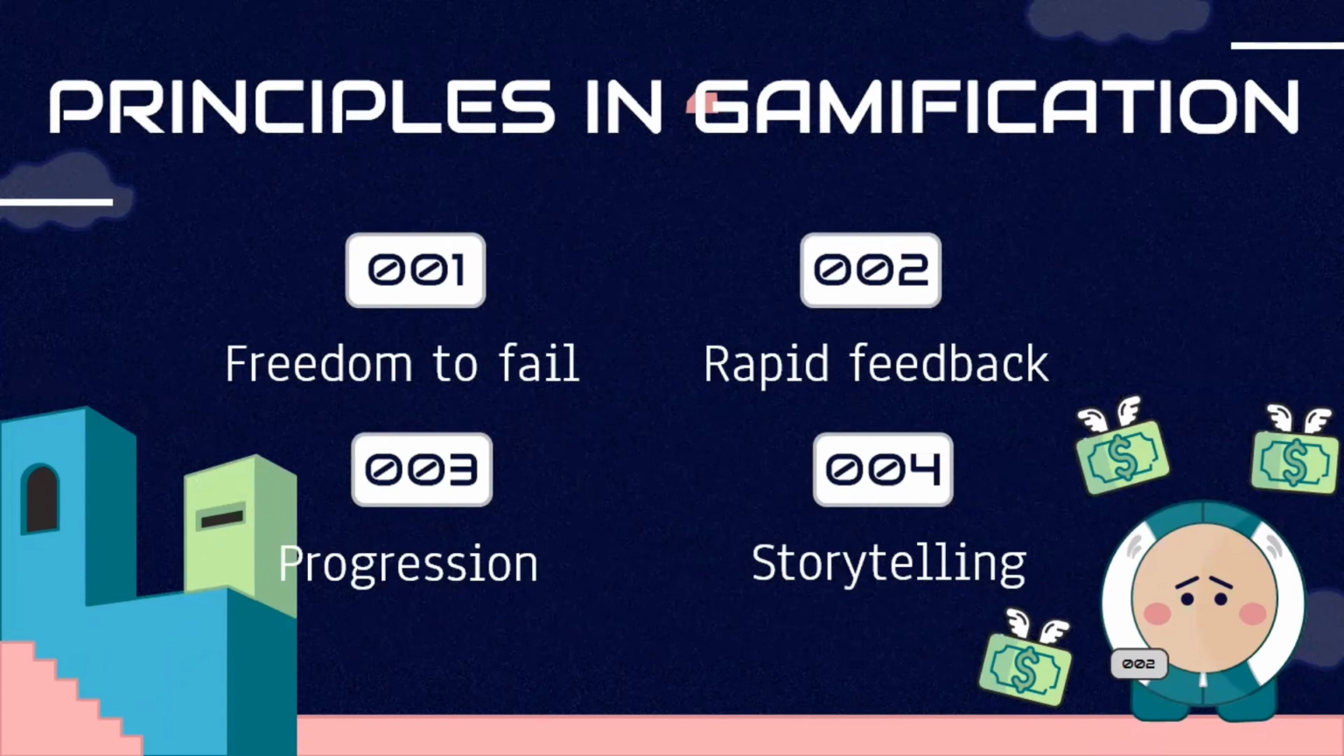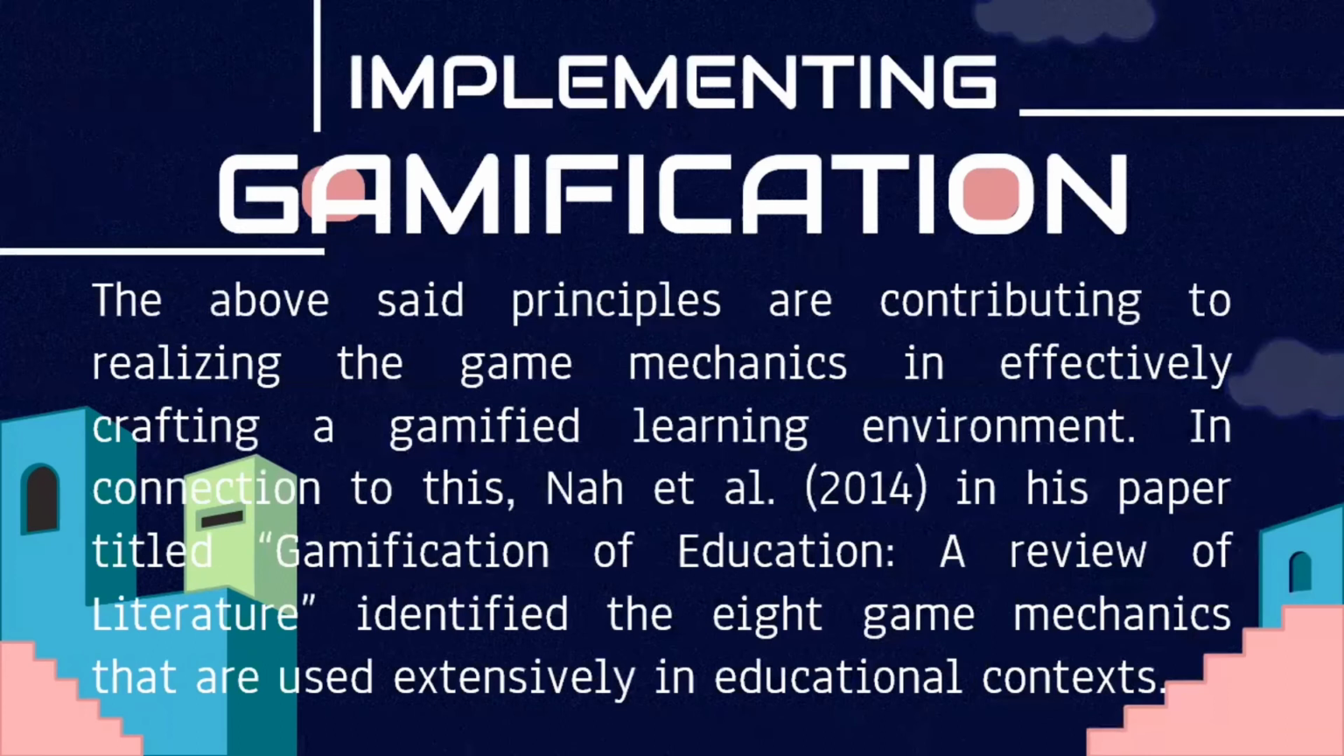Third is progression. When they are already successful in a specific stage, they will now move on to stage 2. And as they progress to a certain level, they will be given rewards and incentives. And fourth is the storytelling. The above said principles are contributing to realizing the game mechanics and effectively crafting a gamified learning environment.